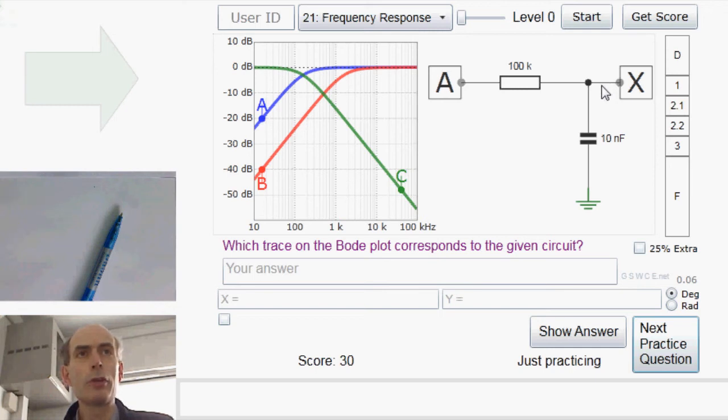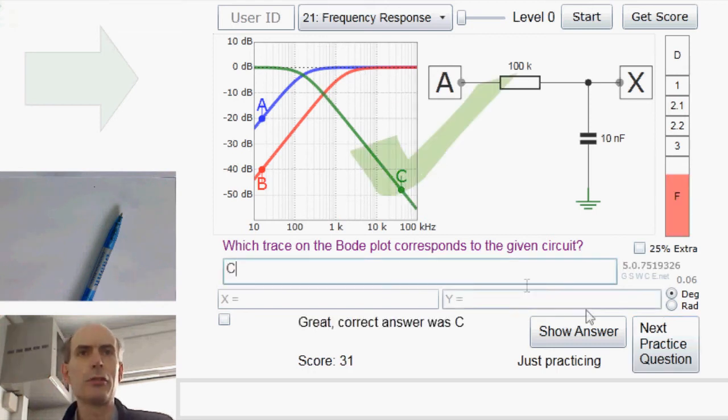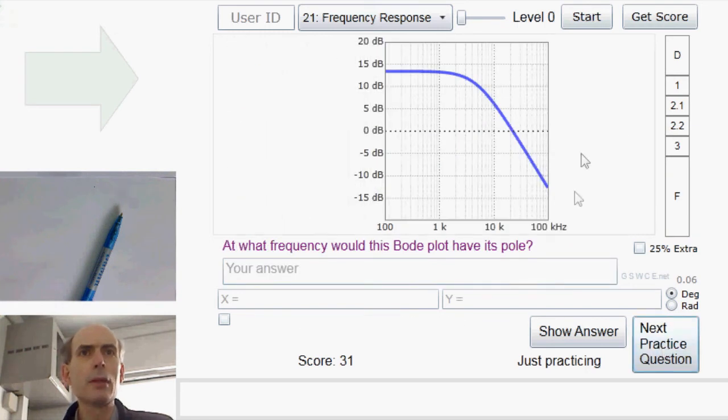So we would expect the frequency response to have a very large amount of loss, or a very low gain, at high frequencies, and the only one of these curves that does that is curve C. Therefore, it must be curve C. Easy. This one. At what frequency does this Bode plot have its pole?